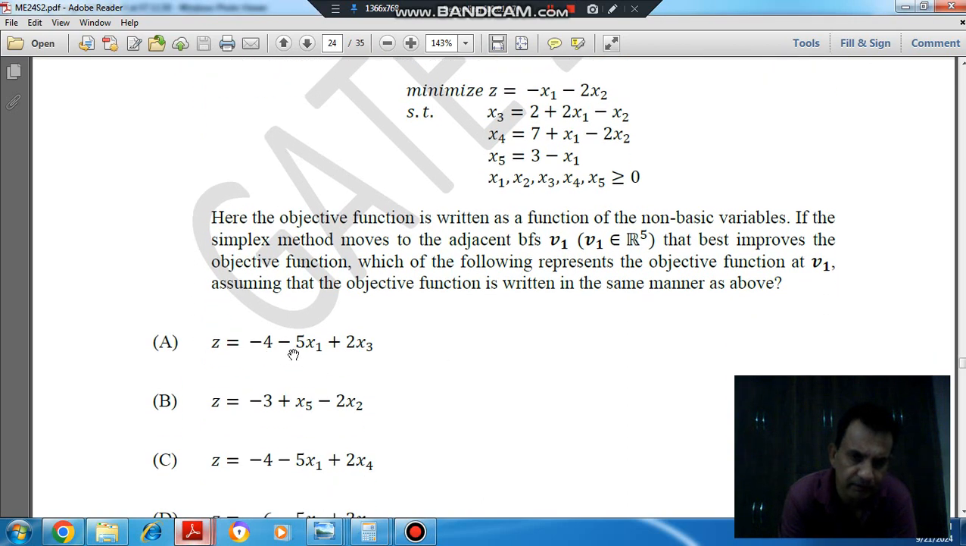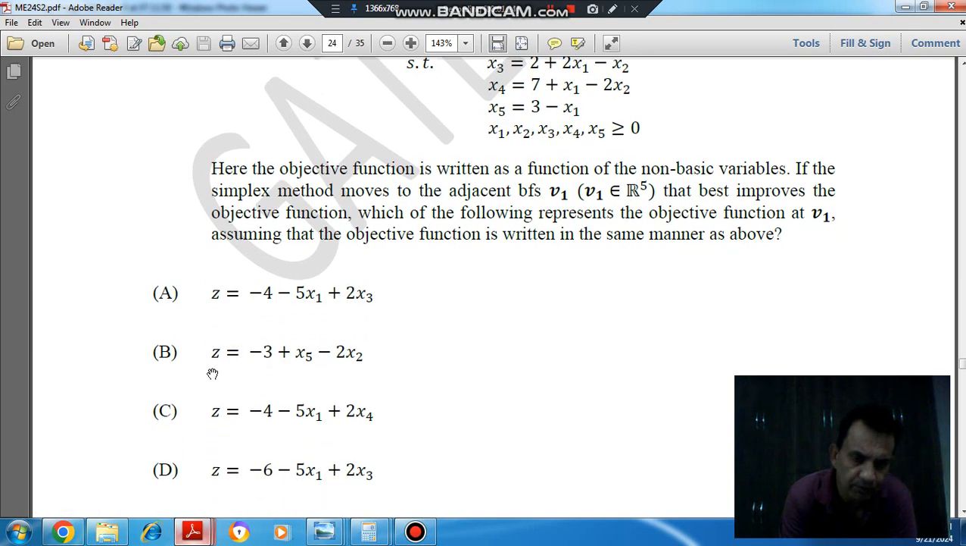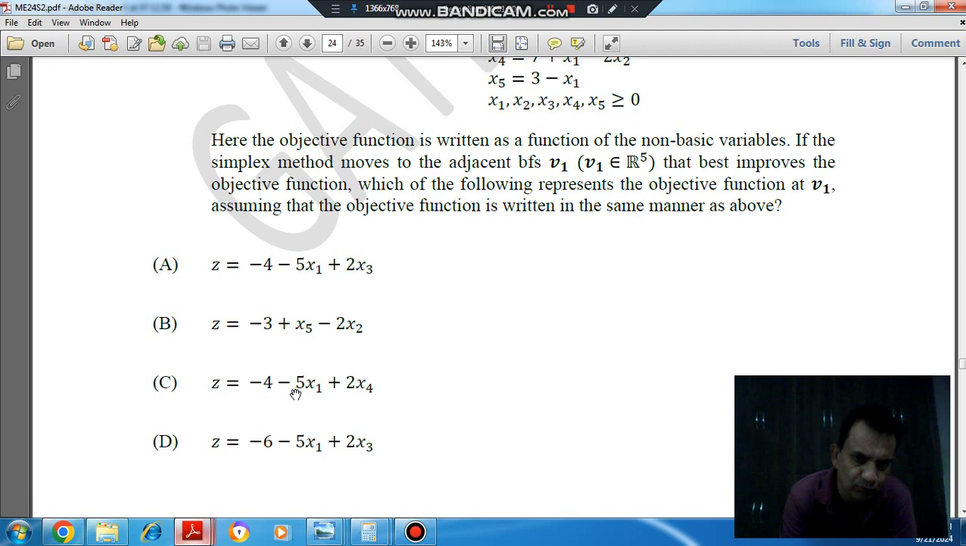Option A: Z = -4 - 5x1 + 2x3. Option B: Z = -3 + x5 - 2x2. Option C: Z = -4 - 5x1 + 2x4. And option D: Z = -6 - 5x1 + 2x3. So here we can see that option A and option D are in terms of x1 and x3.